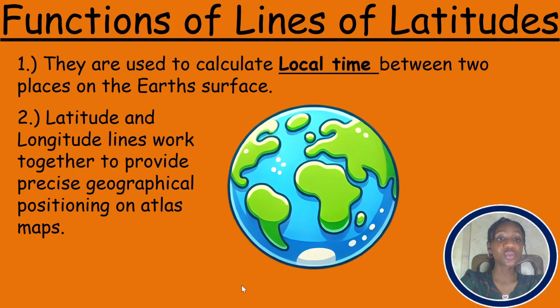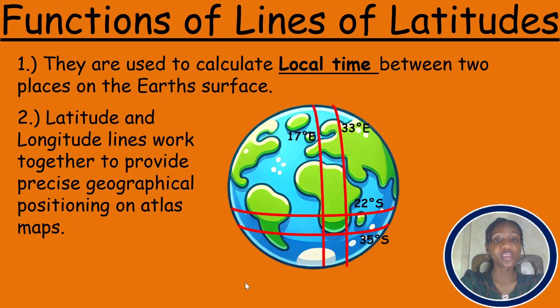Number 2, latitude and longitude lines work together to provide precise geographical positioning on atlas maps. Both latitude and longitude coordinates intersect to define exact locations on maps. In the last video on calculations of latitude, I gave you the position of Nigeria. Now let's identify another country. South Africa is located between latitude 23 degrees to 35 degrees south and longitude 17 degrees to 33 degrees east.